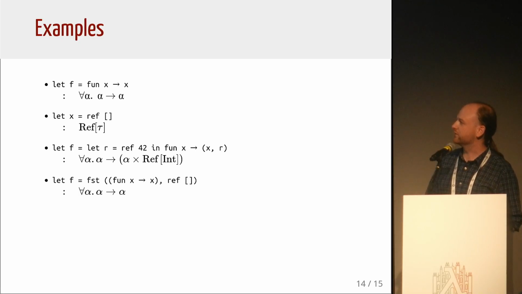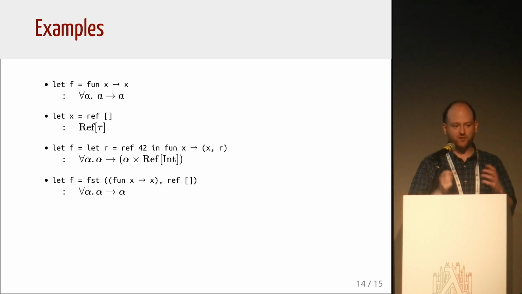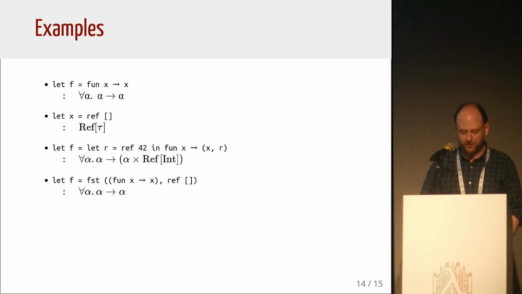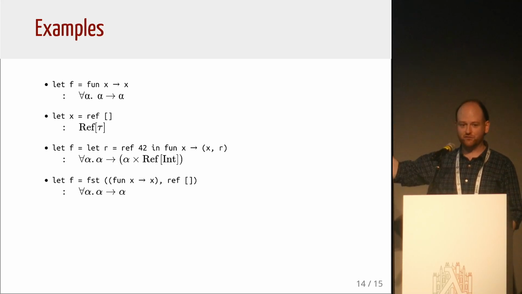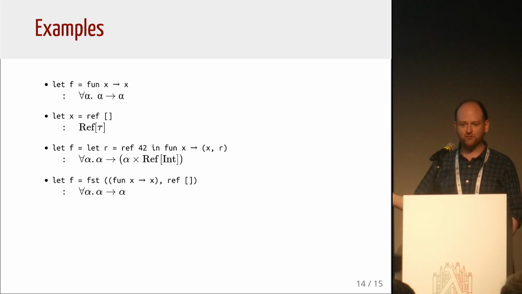Here's a more complicated thing, which makes an identity function, packages it up with a reference, then pulls it out again. This thing also gets the most general type, because again, the for-all appears where the fun is. Lambda is what makes for-alls. So this is a pair of a for all alpha, alpha to alpha, and a reference. And we throw away the reference, and we are left with a for all alpha, alpha to alpha.